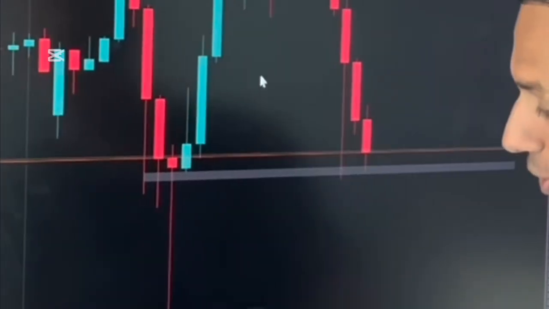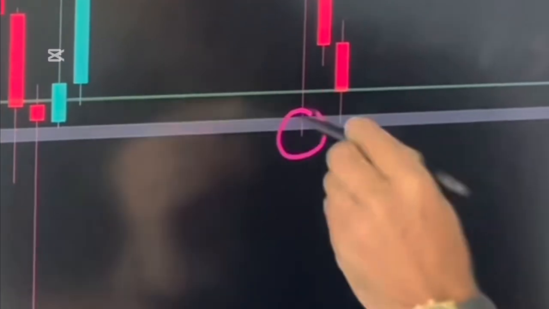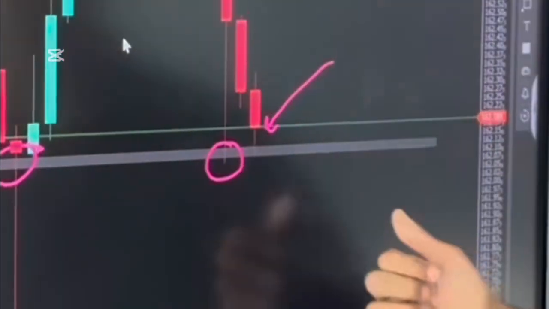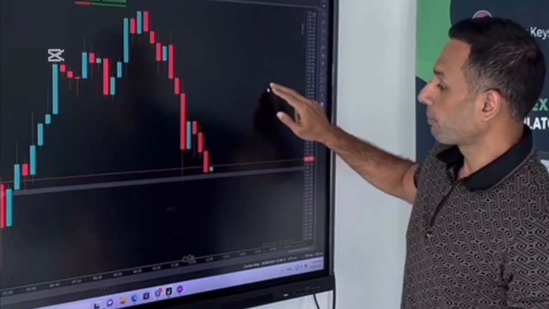Because the first thing you can see over here is that we had a wick that came down towards 162.125 and we rejected this area. The same rejection happened over here, and now we don't know whether this candle will reject this area or not. So now we need to identify what's happening on the smaller time frame to see if we have some sort of market structure.